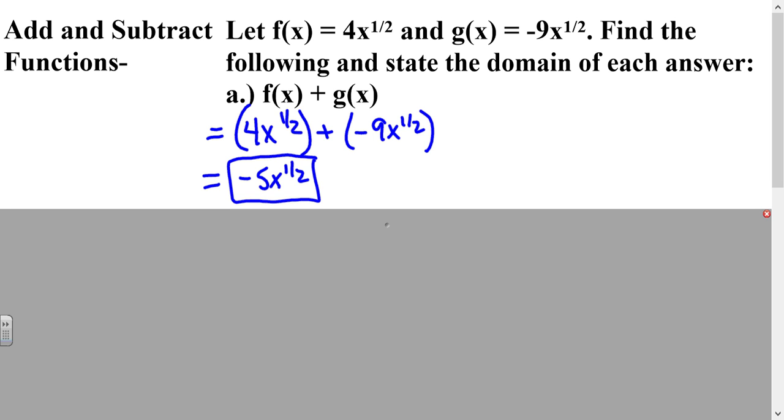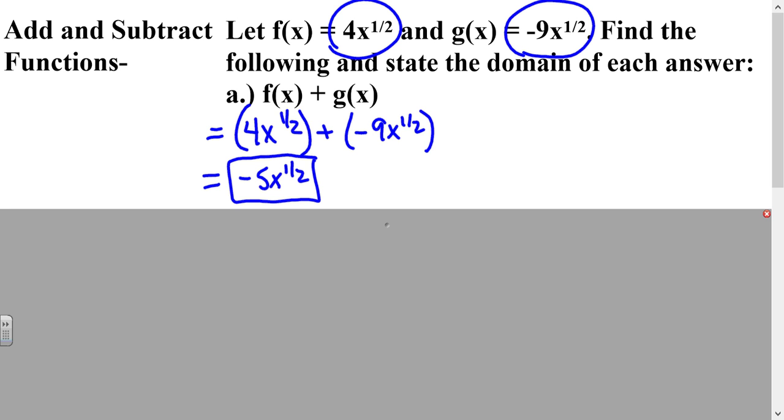So if I look at the original functions, they're both raised to the 1/2 power. Now, if you remember from the first section we did, raising something to the 1/2 power is the same as what in radical notation? Okay, 1/2 power is just like taking the square root of something. So there are certain numbers that I cannot take the square root of because I will get an answer that is imaginary.